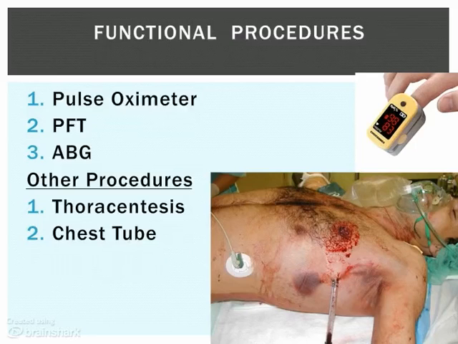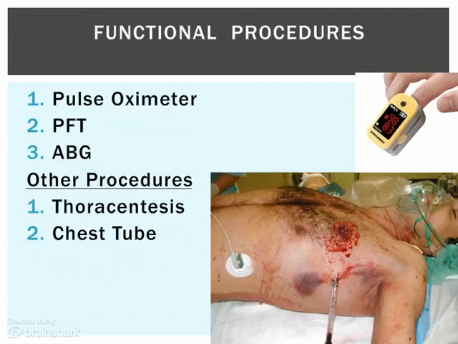A chest tube is a hollow, flexible tube that's inserted in the chest, and it acts like a drain, much like thoracentesis, but it's more considered a continuous procedure where the person is placed on either gravity or suction to remove fluid around the lungs. So a chest tube will drain blood, fluid, or air, and it allows the lungs to fully expand.